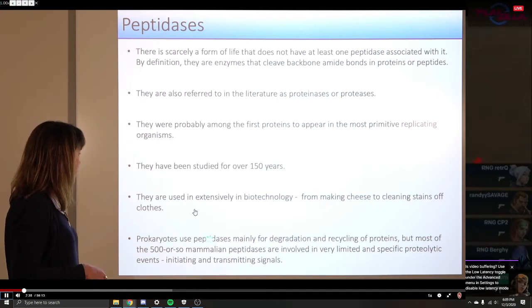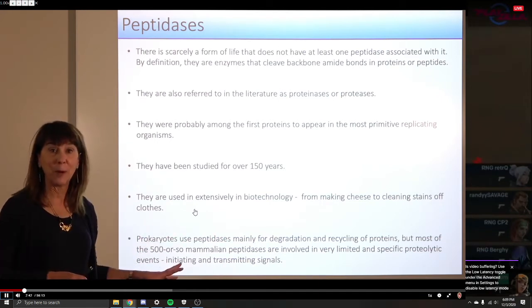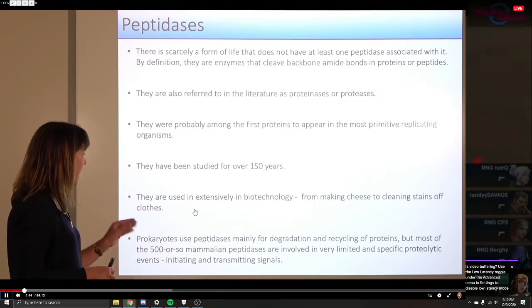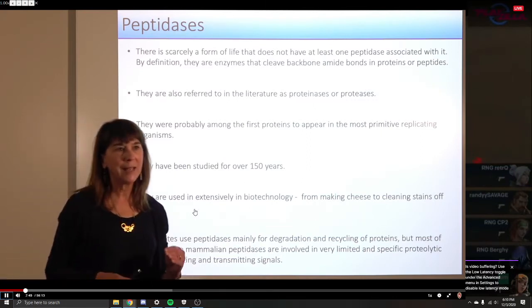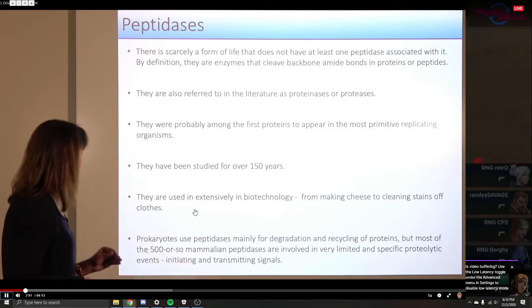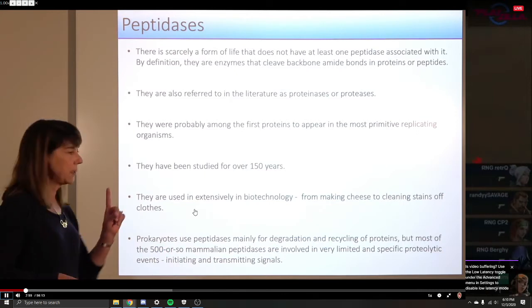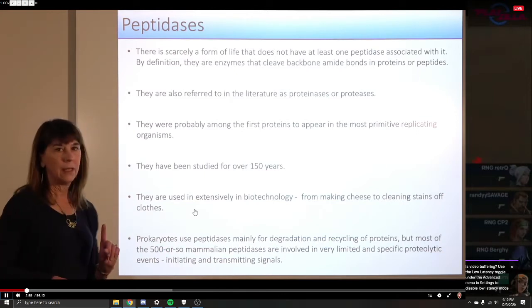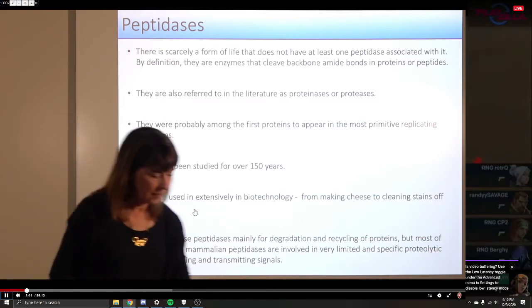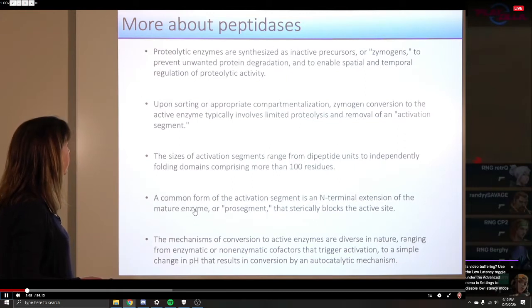Now, prokaryotes use peptidases, or proteases, that's why I like the term protease, mainly for the degradation and recycling of proteins. But that's not true for eukaryotes. So, for example, most of the 500 or so mammalian peptidases are involved in a very limited and specific proteolytic event, and we'll talk about those. So let's have some generalizations about the peptidases.